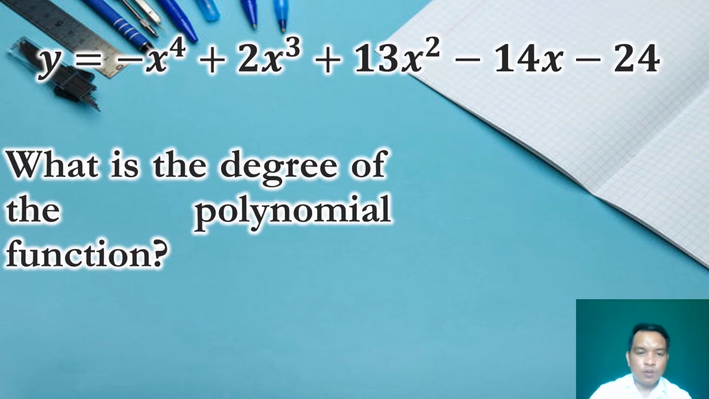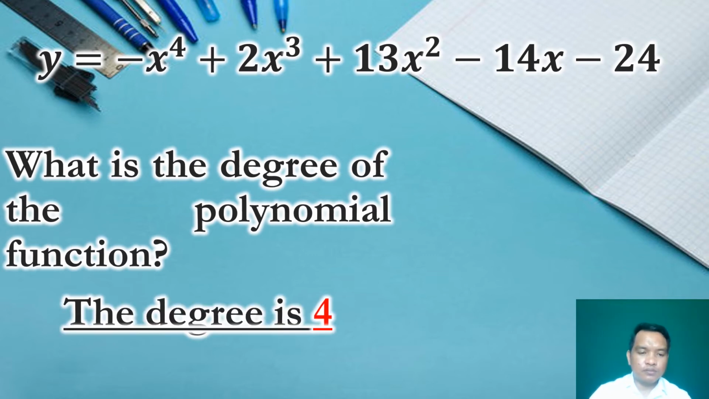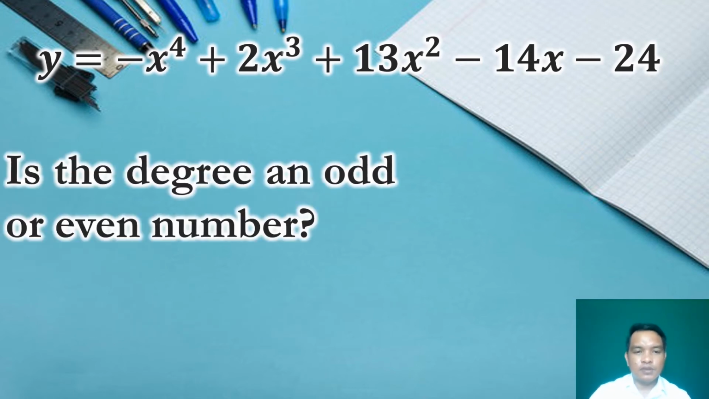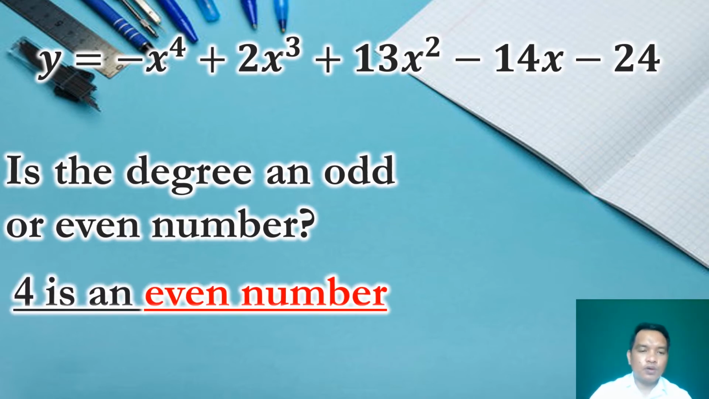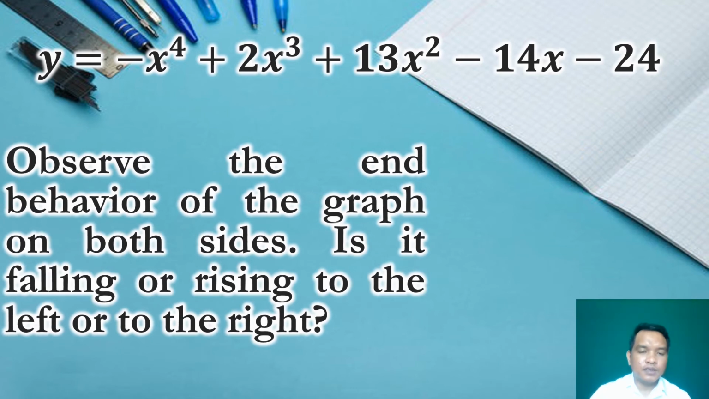What is the degree of the polynomial function? The degree is 4. Very good, because 4 is the highest exponent. Is the degree an odd or even number? Obviously, 4 is an even number. And now again, let us observe the end behavior of the graph on both sides. Is it falling or rising to the left or to the right?